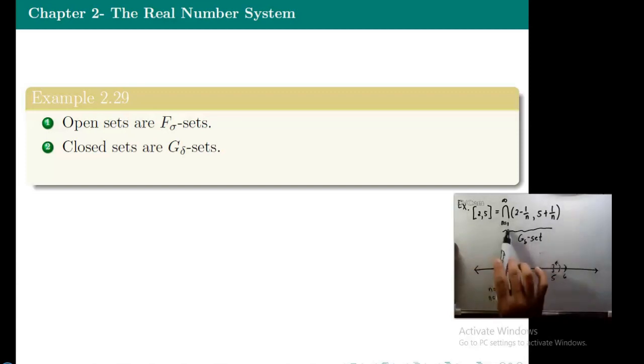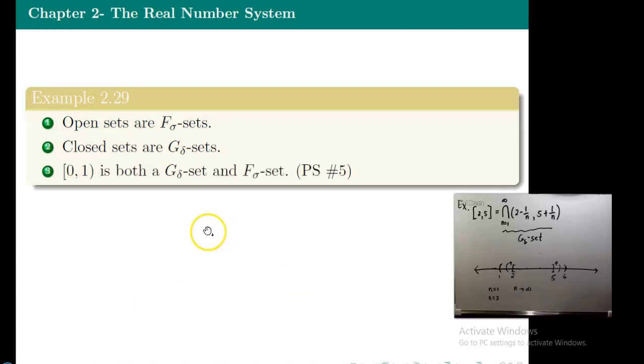That's why this is equal to the closed interval from 2 to 5. Okay? Next. This interval here is both a G delta set and an F sigma set. So this will be your problem set.